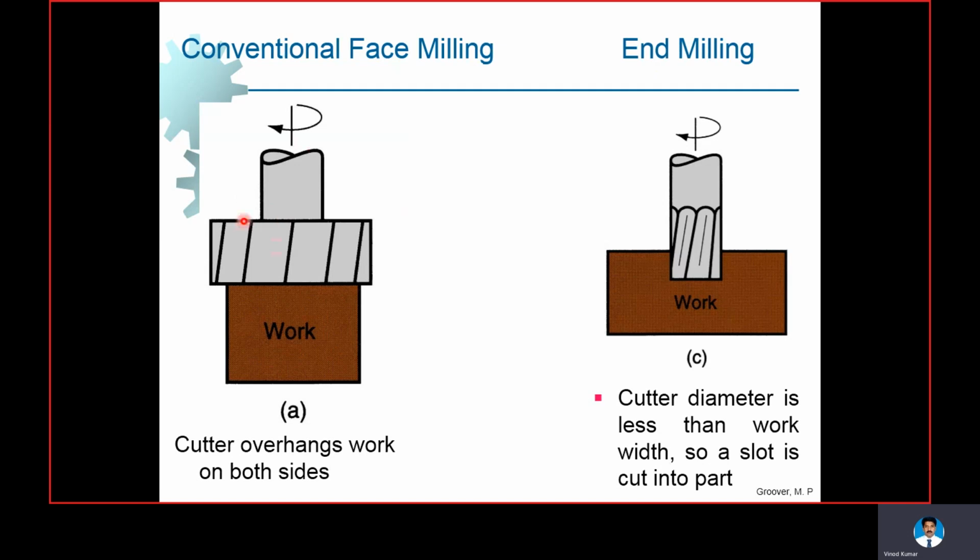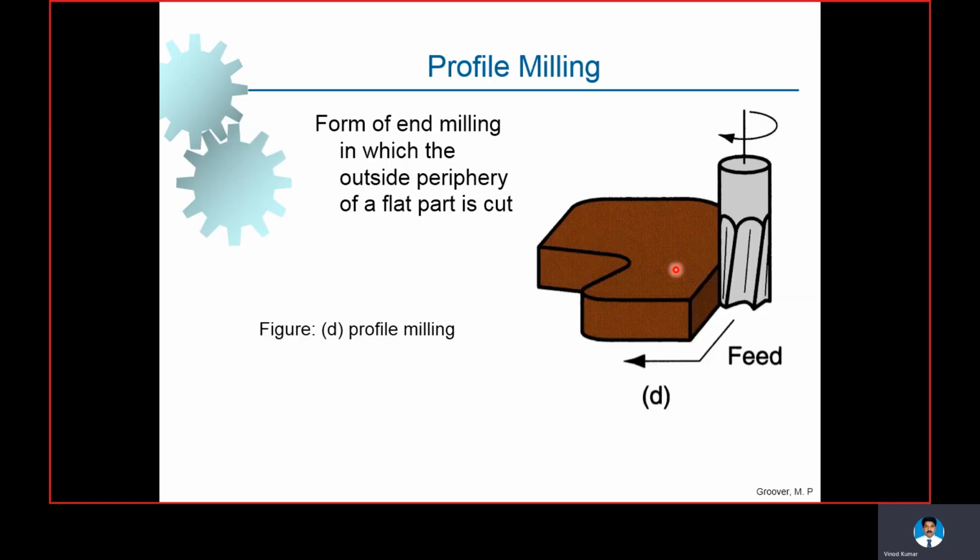And then in conventional face milling, the cutter overhangs on both sides, so the complete amount of material can be removed from the workpiece. In the end milling process, the cutter diameter is less than the work width, so a slot can be produced. This is called an end milling process.